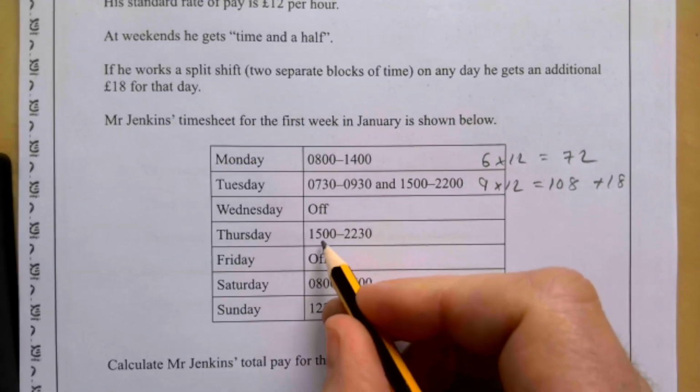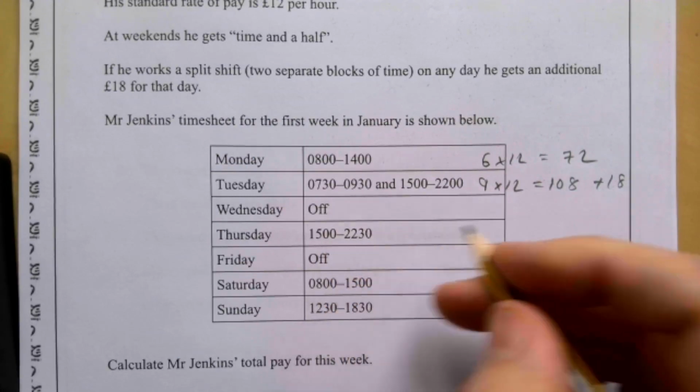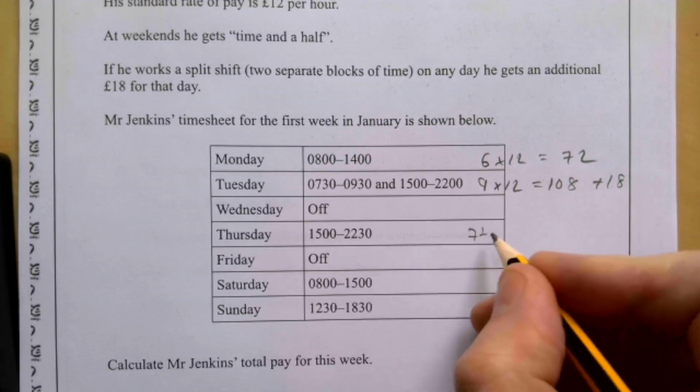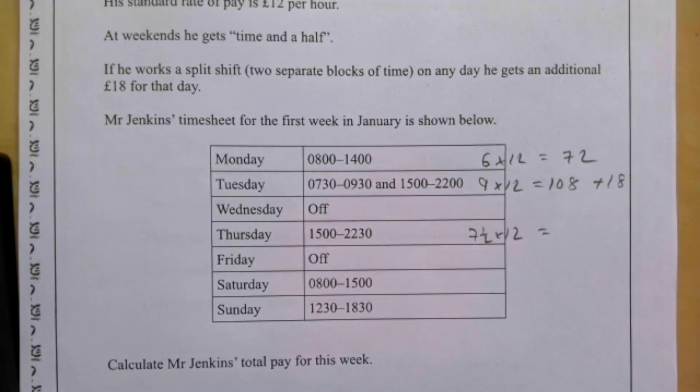The next one is 15 to 22, so that's going to be 7.5 hours. 7.5 times 12 again, just put that in your calculator if you wish, but 7 12s are going to be 84, so another half of those I think is 90.